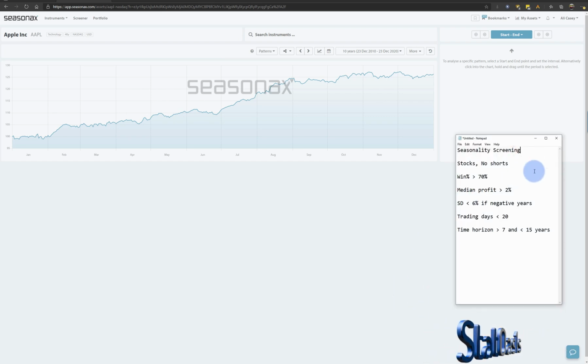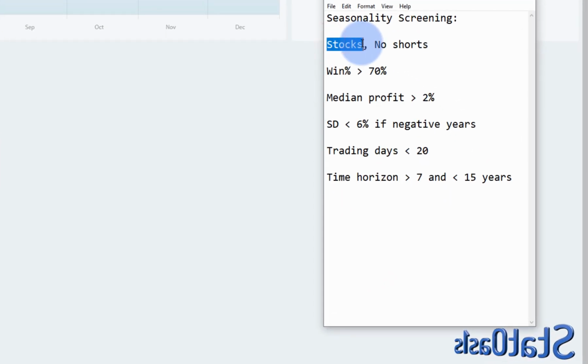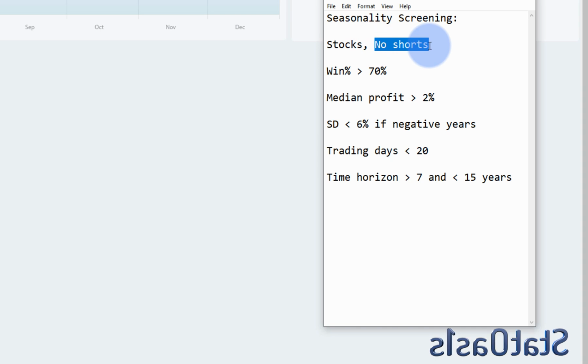So this is seasonality screening. We're doing only stocks for this portfolio, so we're not picking any shorts. The reason for not picking any shorts is that shorts are a problem in, let's say, a crisis mode. If the stock market, for whatever reason, is in crisis, most governments will forbid shorts, or they will fight it to make it difficult.